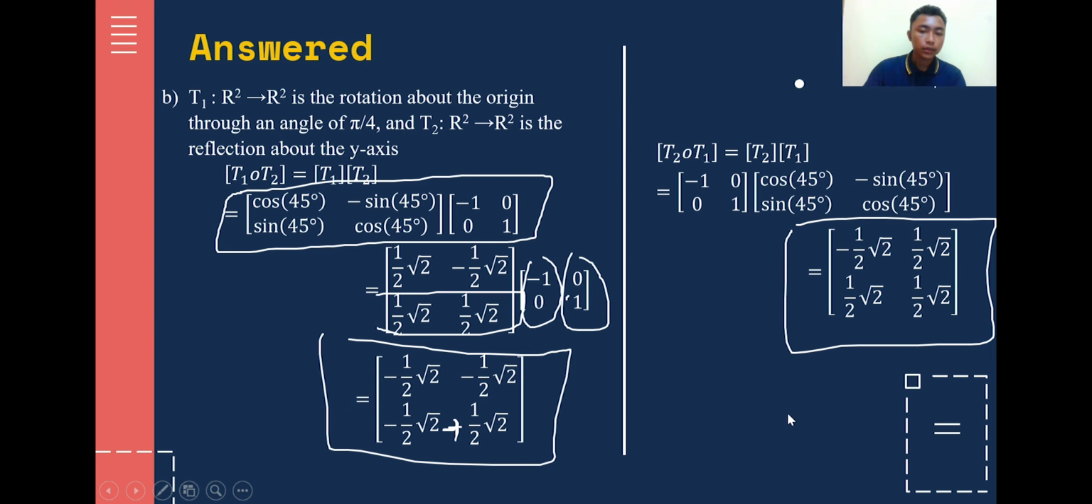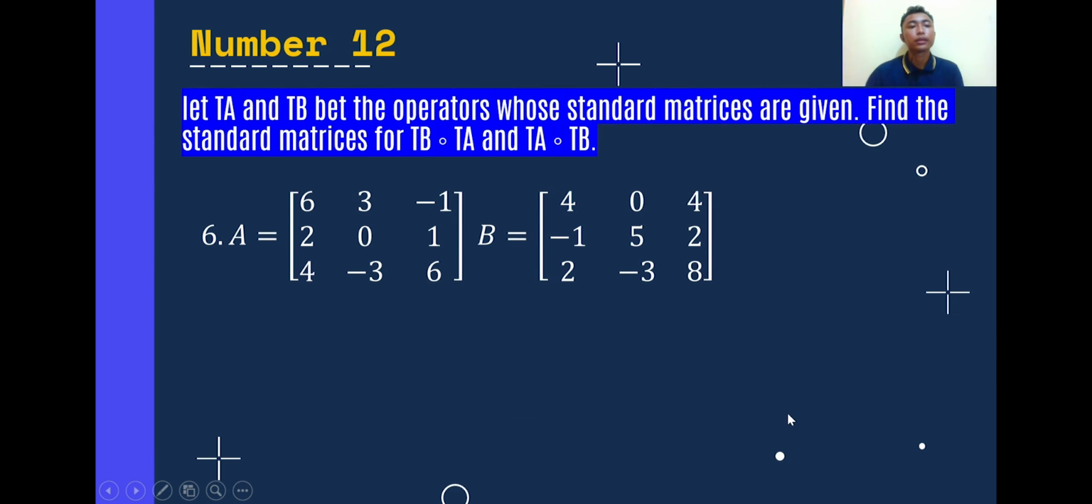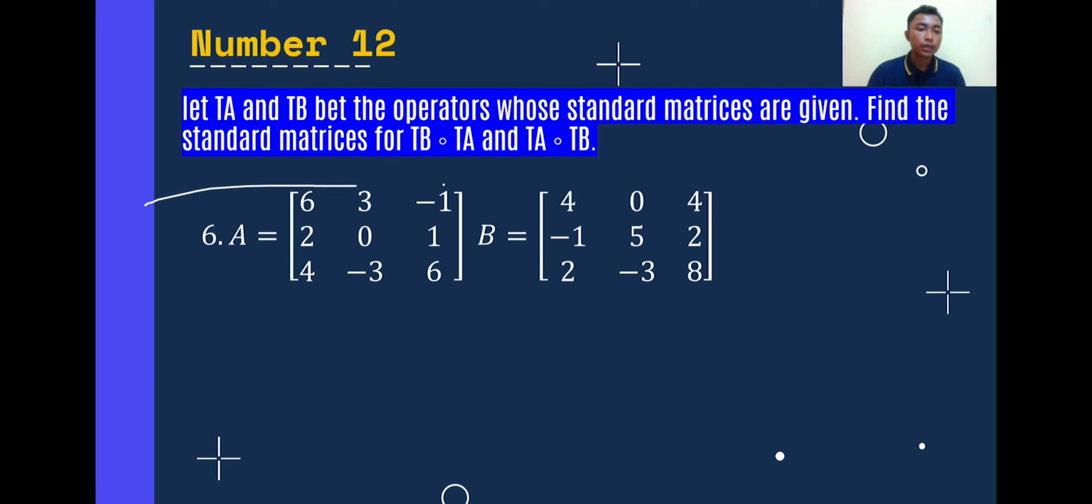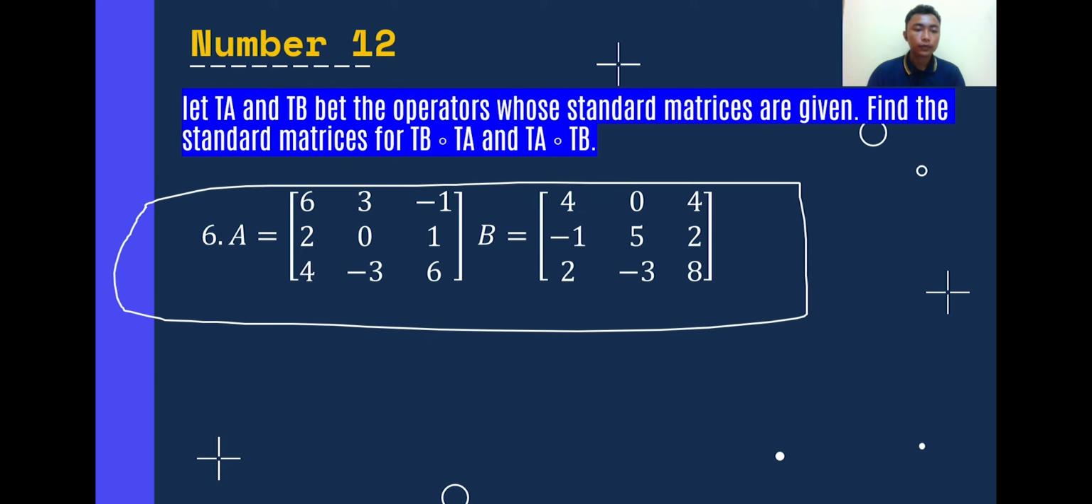And next, the last question. Let TA and TB be the operations with the standard matrices given. Find the standard matrix of TB∘TA and TA∘TB. And we have this matrix, a matrix in 3 dimensions. Yeah, this will be harder to do.